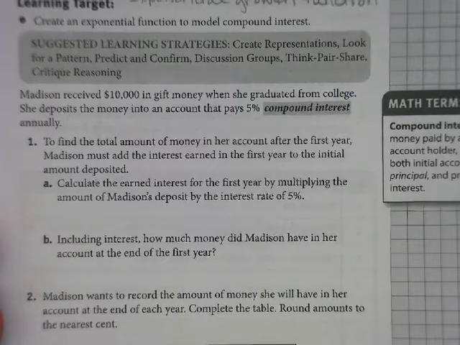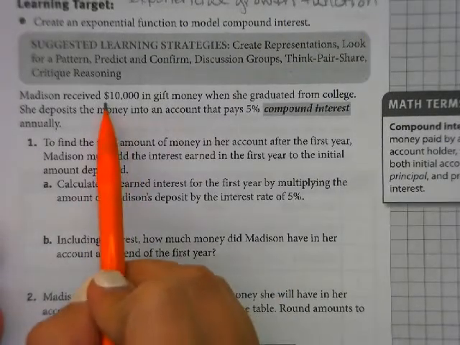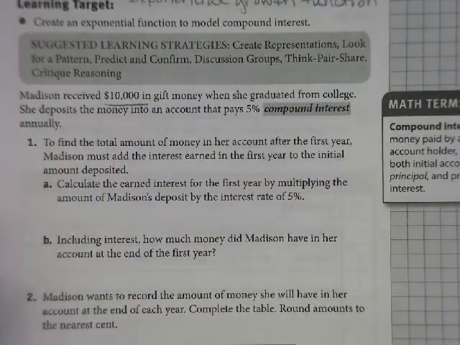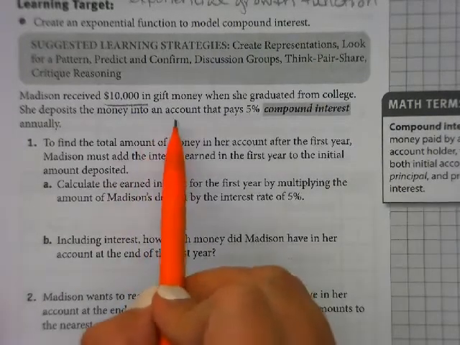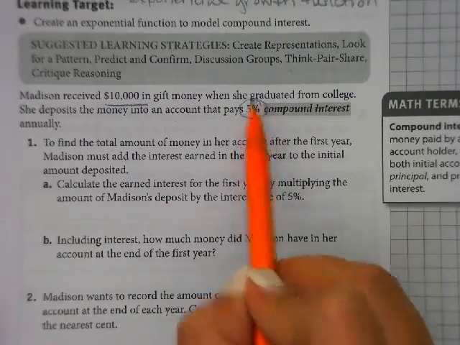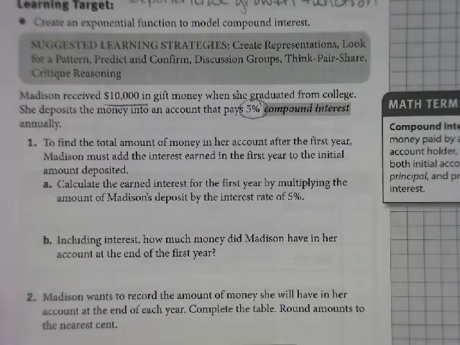Madison apparently was very, very smart. She got $10,000 in gift money when she graduated from college. Maybe whoever those people are will adopt us and give us $10,000. She deposits the money into an account, which is very smart. It will earn money for her. And it will pay 5% compound interest annually.